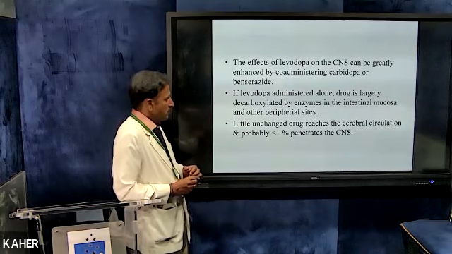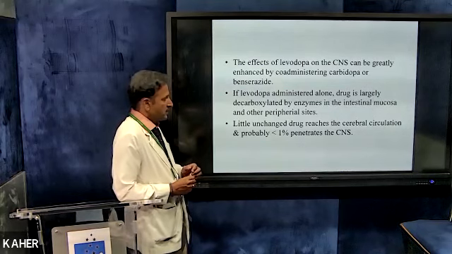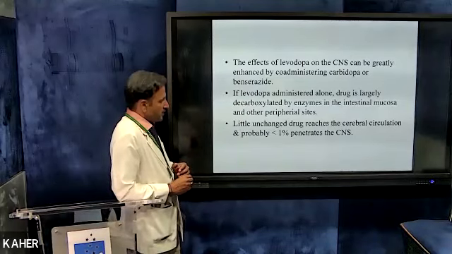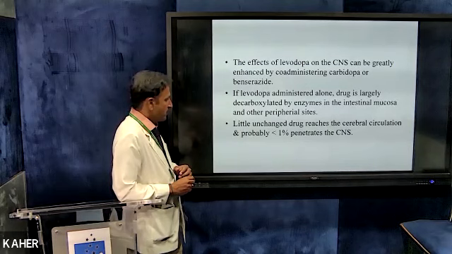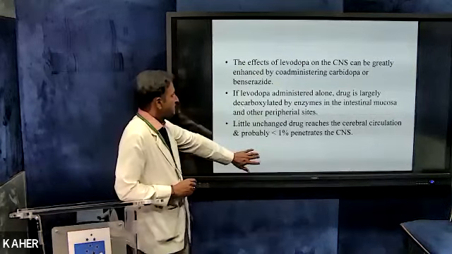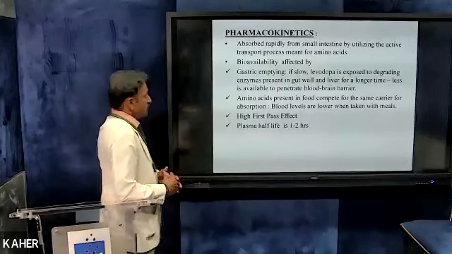If you give the individual molecule, it is largely decarboxylated by the enzyme in the intestinal mucosa and other peripheral sites. Little unchanged drug reaches the cerebral circulation, and less than 1% penetration into the CNS will be observed. Coming to the pharmacokinetic properties.